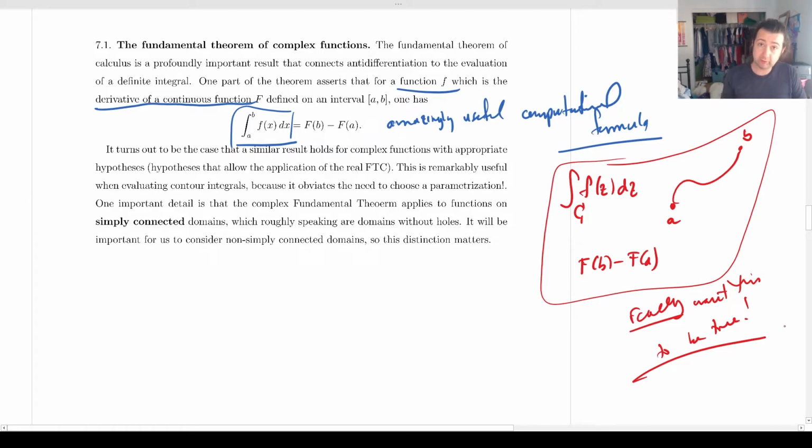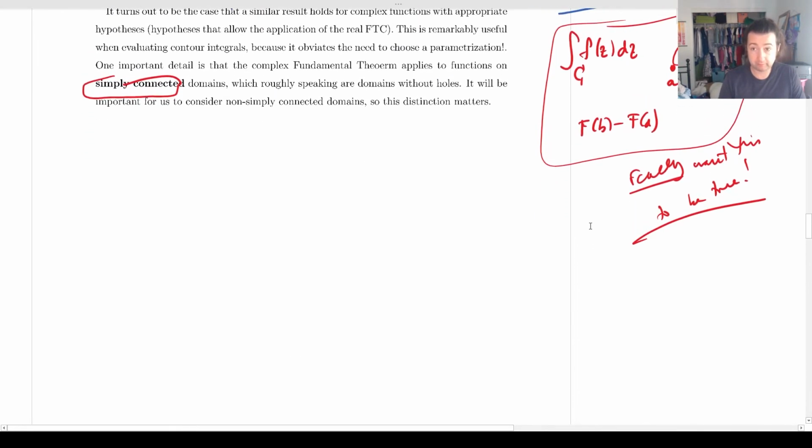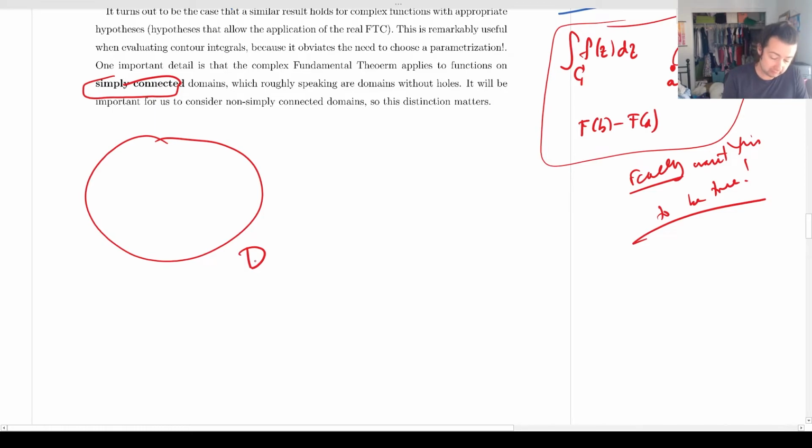The first thing that we're going to put as a hypothesis is that the functions are defined on what are called simply connected domains. Okay, so a simply connected domain is a domain essentially with no holes inside of it. So if I have a domain D, it's simply connected if there's no holes. So D as a subset of the complex numbers is simply connected if there are no holes.